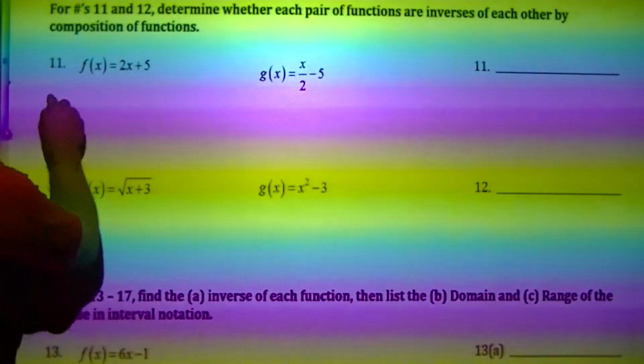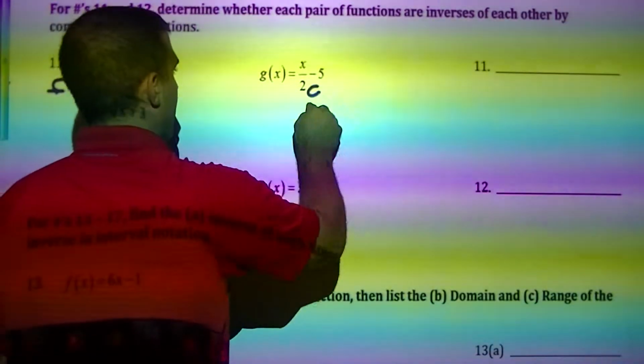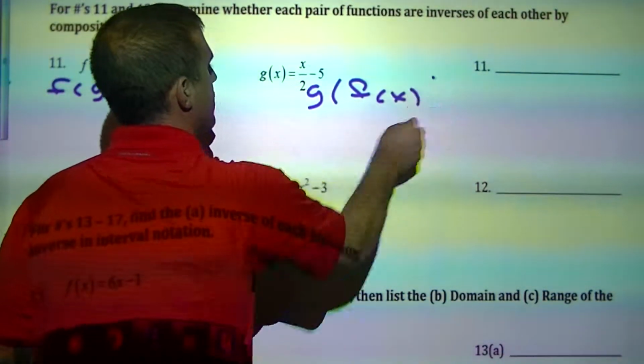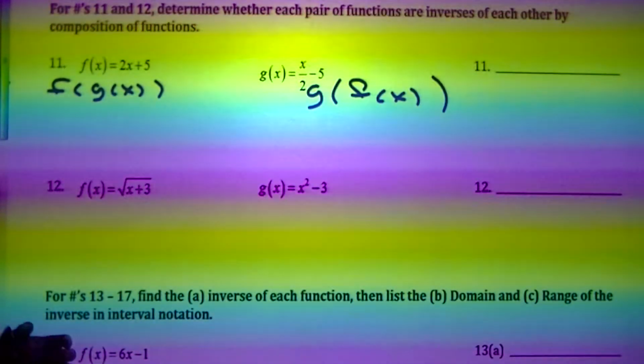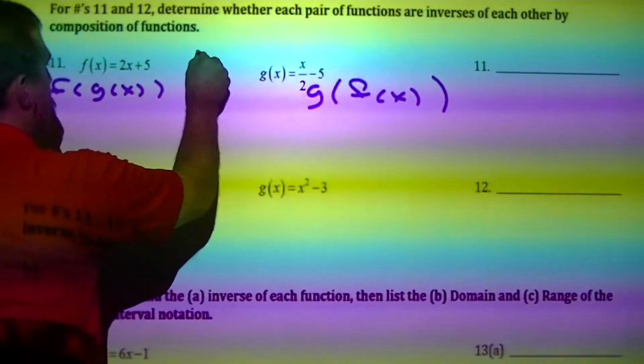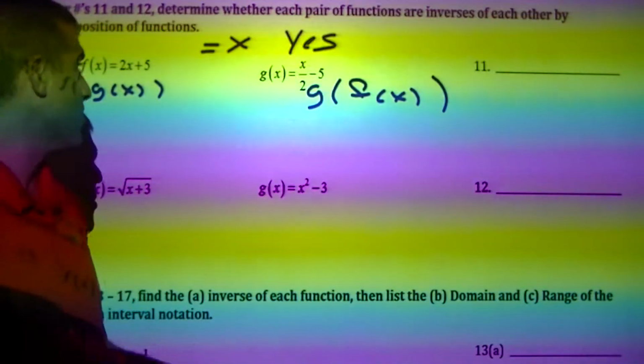So what they want you to do is f of g of x and g of f of x. Now you have to know how to trigger that yourself. They'll tell you composition, but that's what they have to trigger. Now, what you're trying to get here is you're trying both of these to equal x for you to say yes, okay? And you got to show your work on this.